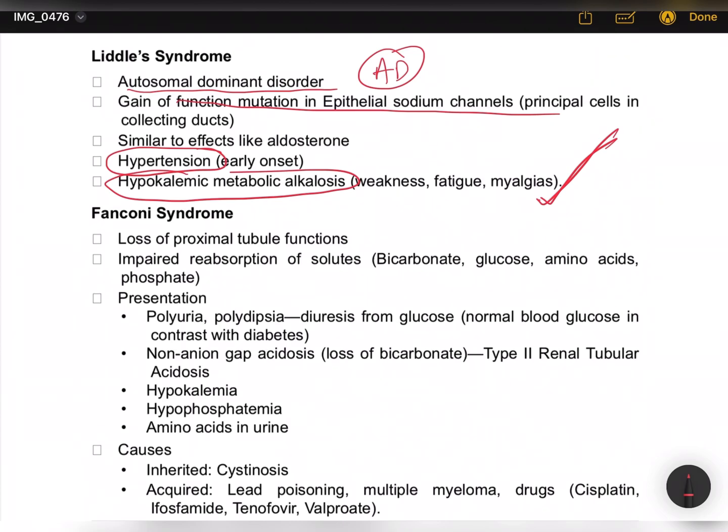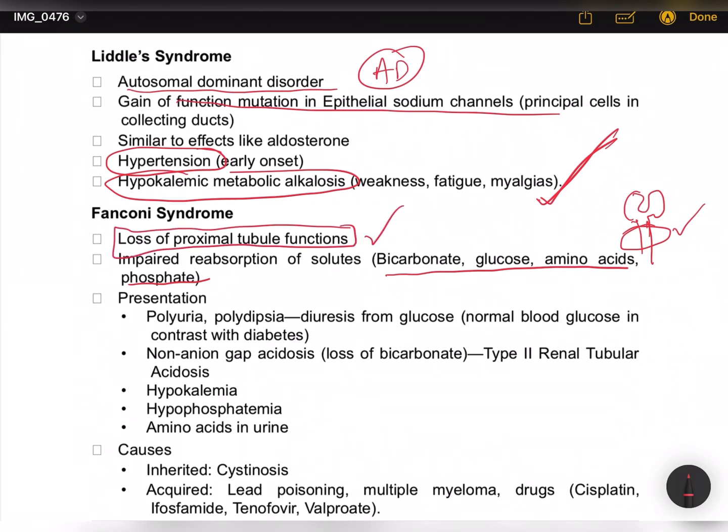And now we will discuss Fanconi syndrome here only. Fanconi syndrome, you need not remember a lot about it. Fanconi syndrome is a defect in the proximal convoluted tubule. Generally, the majority of reabsorption of solutes occurs in the proximal convoluted tubule. Bicarbonate, glucose, amino acids, phosphate, everything gets reabsorbed in the proximal tubule. In Fanconi syndrome, the proximal tubule function is lost. So all ions will not get reabsorbed. Everything will go into the urine along with a lot of water also.